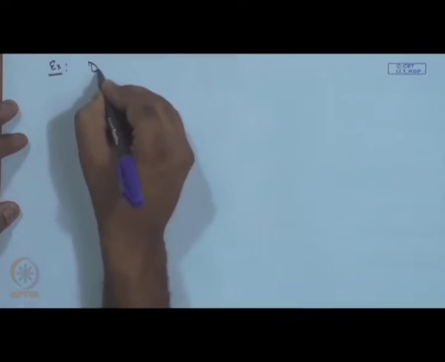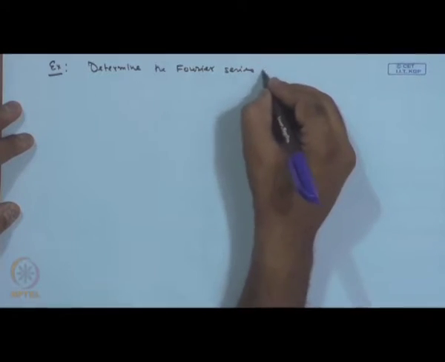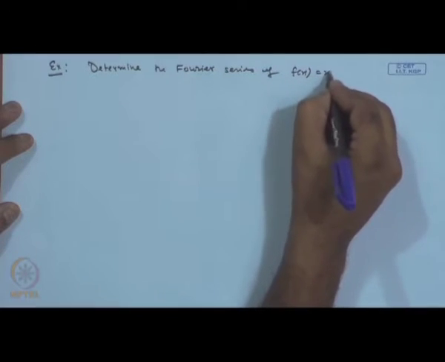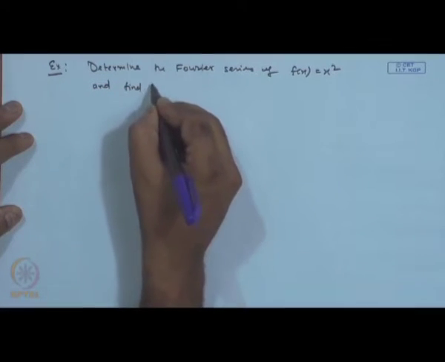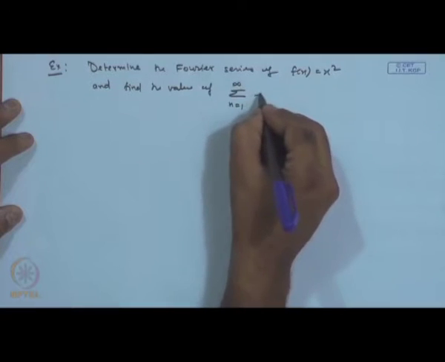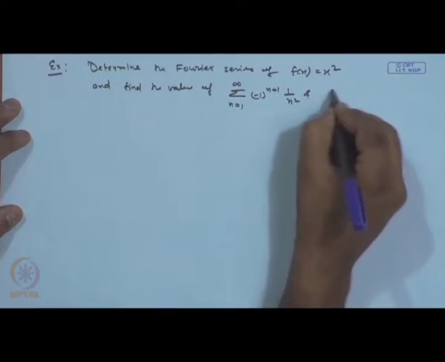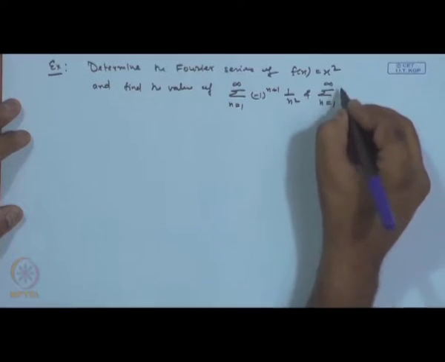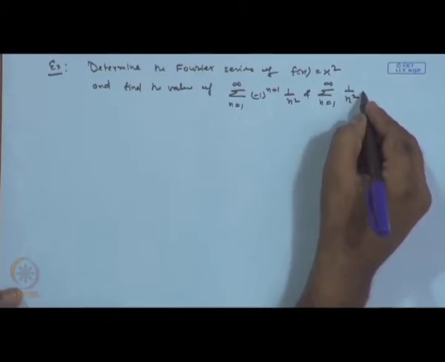Okay, so let us go for another example. Determine the Fourier series of f(x) equal to x square, and then find the value of the series, the sum from n = 1 to infinity of (-1)^(n+1) over n square, and the sum from n = 1 to infinity of 1 over n square. So, let us continue with this.